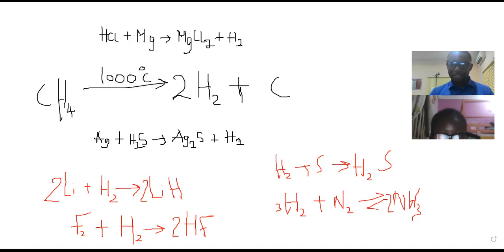Now, when hydrogen comes in combination with oxygen, we call it a hydrogen flame. Small quantities of hydrogen can be used to produce high temperature that can melt metals. Gaseous hydrogen and liquid hydrogen are used as rocket fuel. So these are just a few uses of hydrogen.